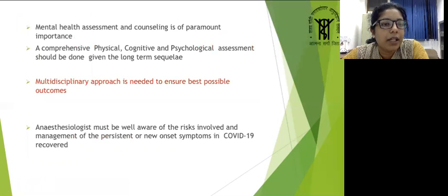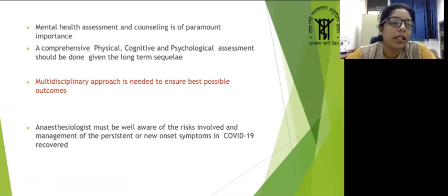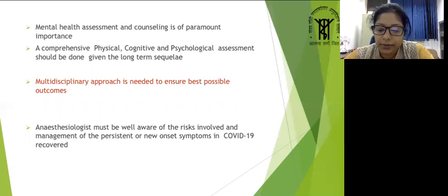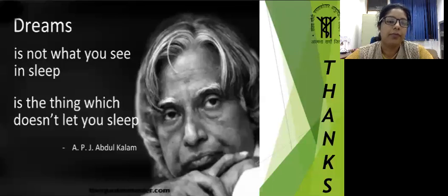Mental health assessment and counseling is of paramount importance in these patients. So a comprehensive physical, cognitive, and psychological assessment should be done given the long-term sequelae. And a multidisciplinary approach is needed to ensure the best possible outcomes. And all anesthesiologists must be well aware of the risks involved and management of the persistent or new symptoms in COVID-19 recovered patients. Thank you all.